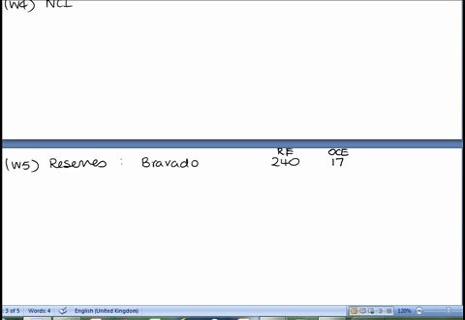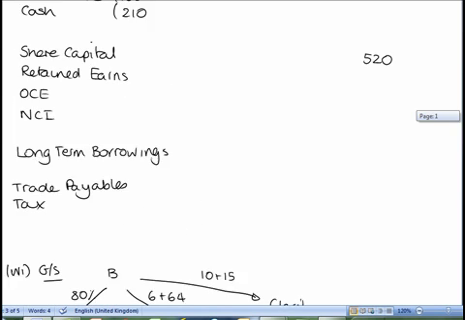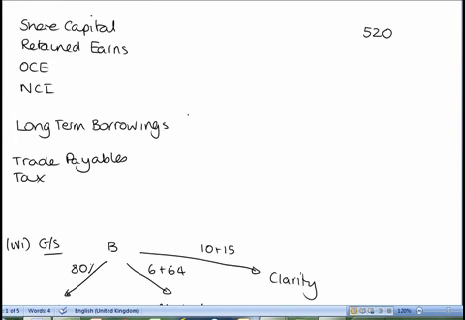If we come to non-current liabilities, we've got long-term borrowings, so add those together, 140. I've missed off deferred tax. Easy to do. That's why it's best to write on every second or third line. Deferred tax comes to 37. We've got trade payables 205 and current tax 92.